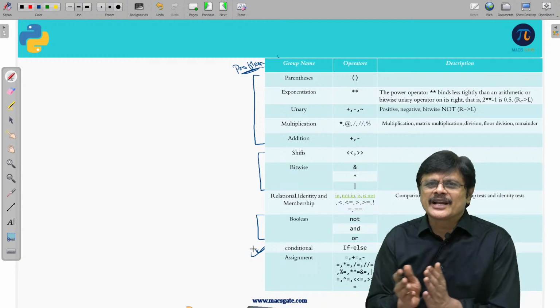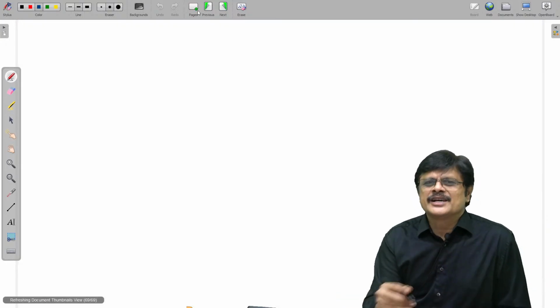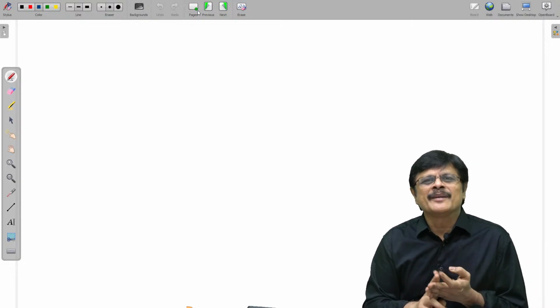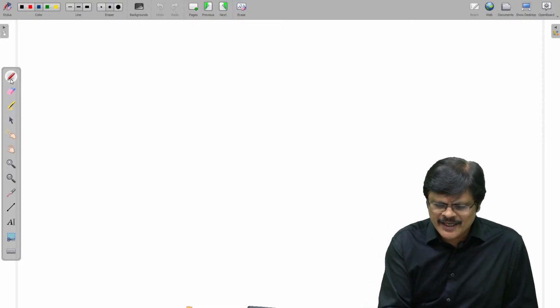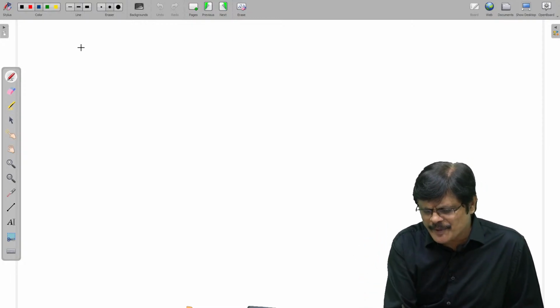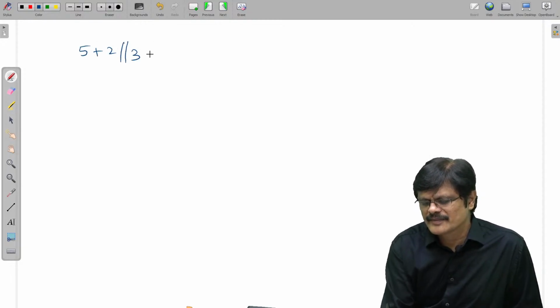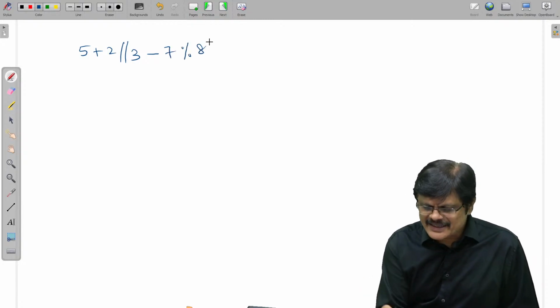Okay, so generally whenever they ask questions based on parentheses, exponentiation, unary operators, and multiplication and addition operations, based on that the questions they can ask you. Okay, we already solved a few problems, you can take a few more problems. Suppose you are having something like this.